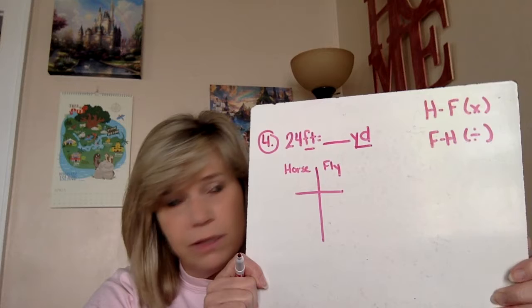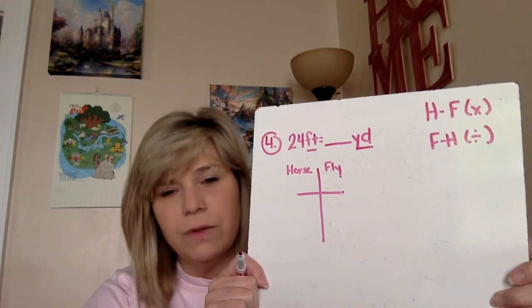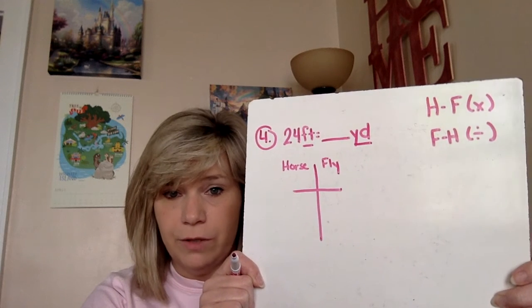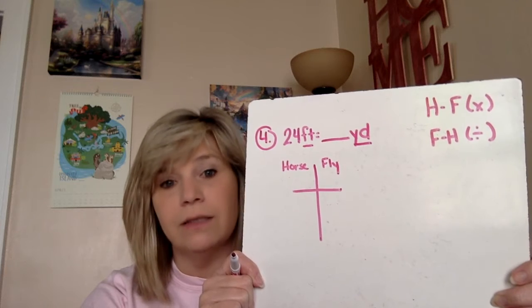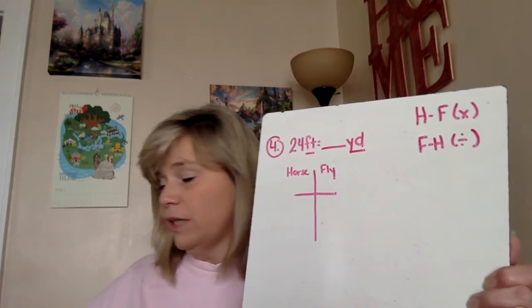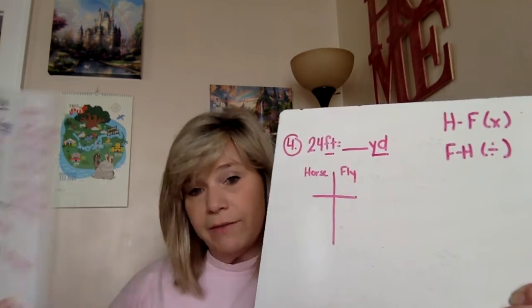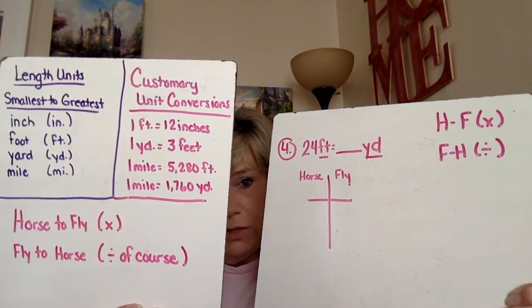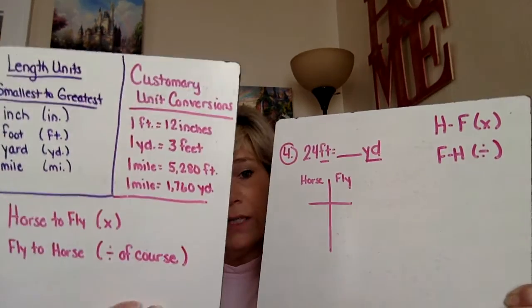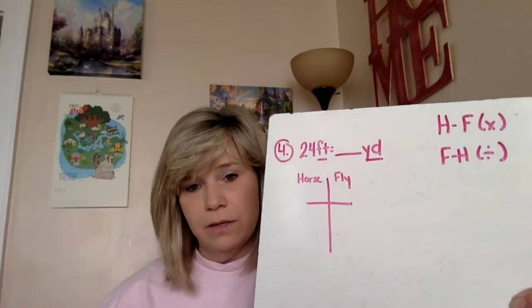Now, let's look at our units. Don't worry about that number. Ask yourself, who's bigger, the yard or the foot? And you should be saying the yard is bigger. That's why, again, until you really get used to these and get these in your head, having this chart in front of you is great, because you can look at your smallest to greatest and you say, oh, the yard's bigger. He goes first. Okay, yard's bigger, right? So horse is going to be yard. Fly is going to be foot.